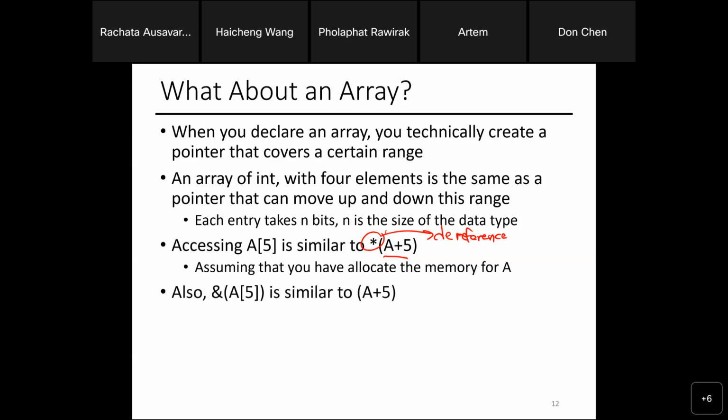Also, if you have A of 5 and you do ampersand on this to get the address, it's the same as having a pointer to the first slot in your array and doing a plus 5. This basically means that you can interchangeably use pointer and array. The big difference is that an array is static in size, but for a pointer, I can make it point to somewhere else, make a bigger space, and make it point to somewhere else again, for an even bigger area.